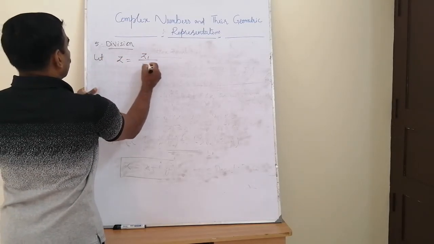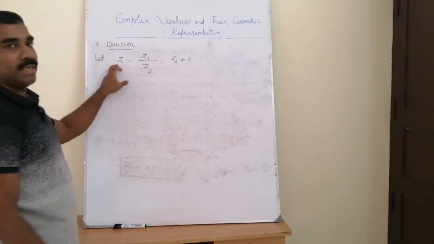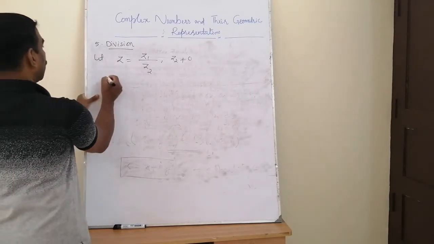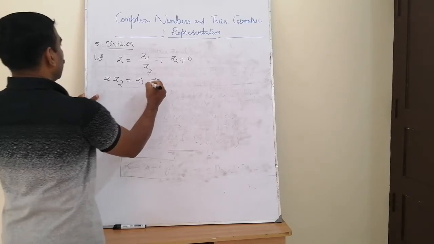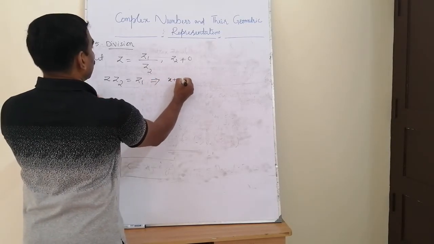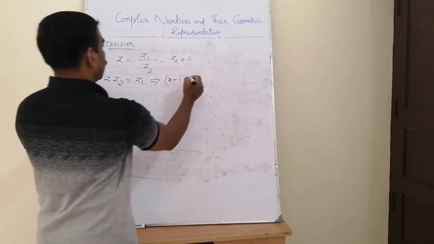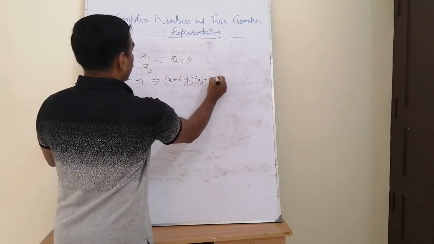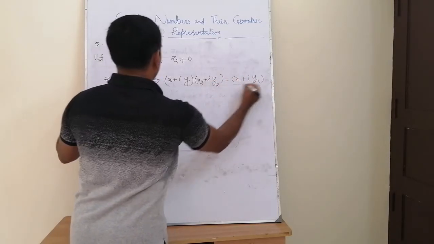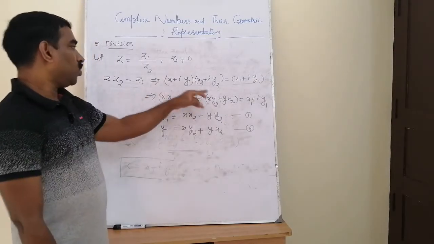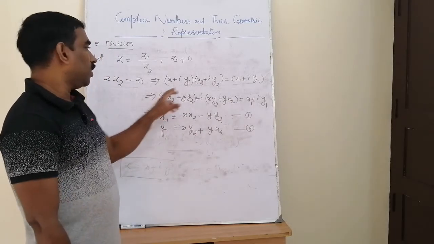Let the quotient of two complex numbers z1 and z2, with z2 not equal to 0, be denoted by z. On cross multiplication this gives z into z2 is equal to z1. What is z? z is a general complex number. We take the general form as x plus iy. So (x plus iy) into (x2 plus iy2) is equal to x1 plus iy1. That means two complex numbers are equal. Two complex numbers are equal if and only if their real parts are equal and imaginary parts are equal.